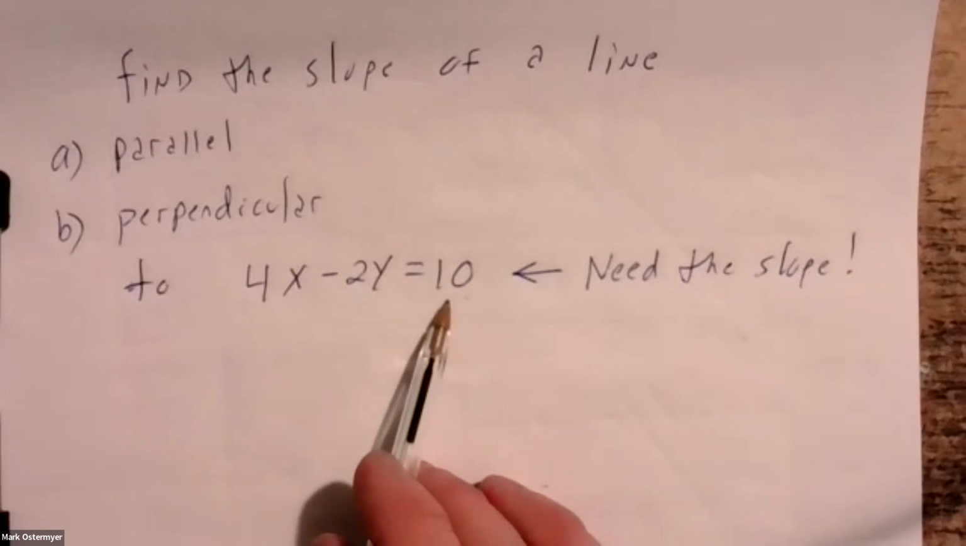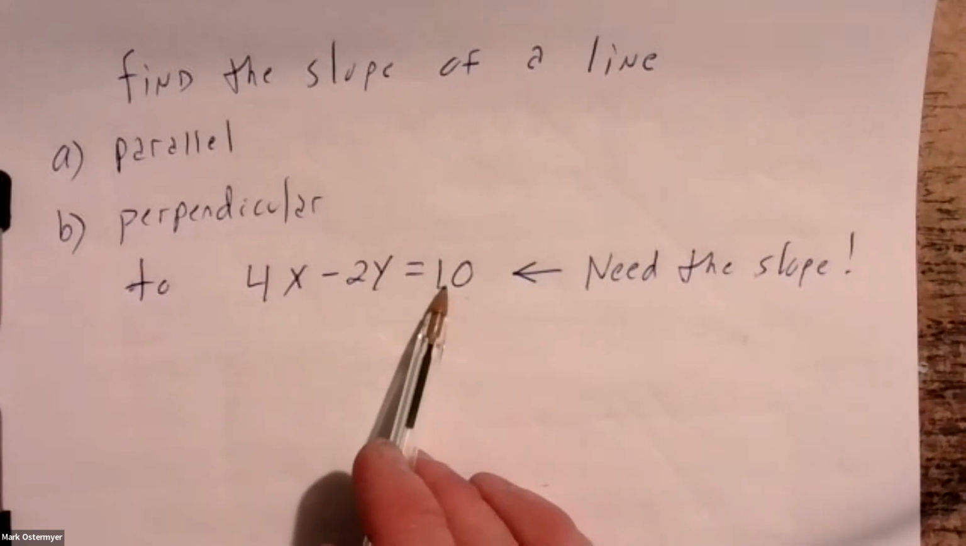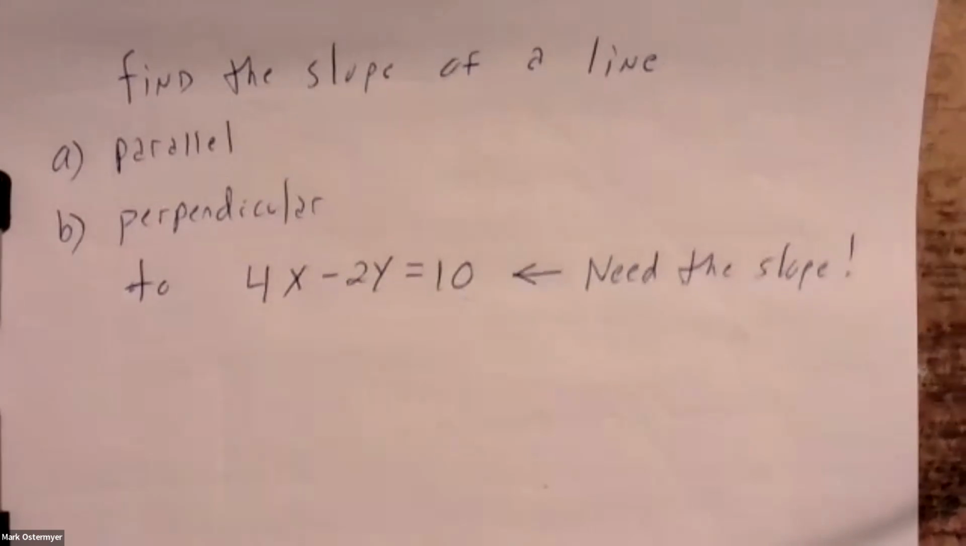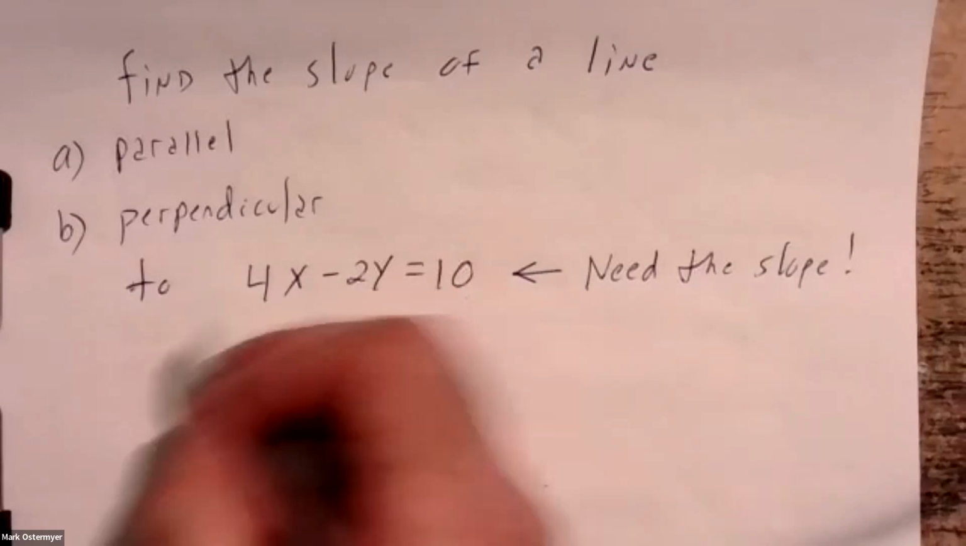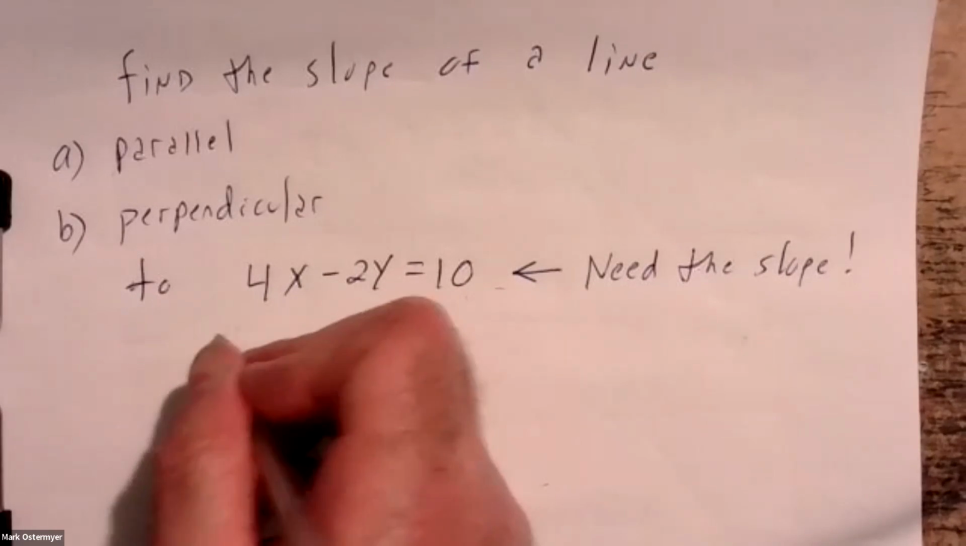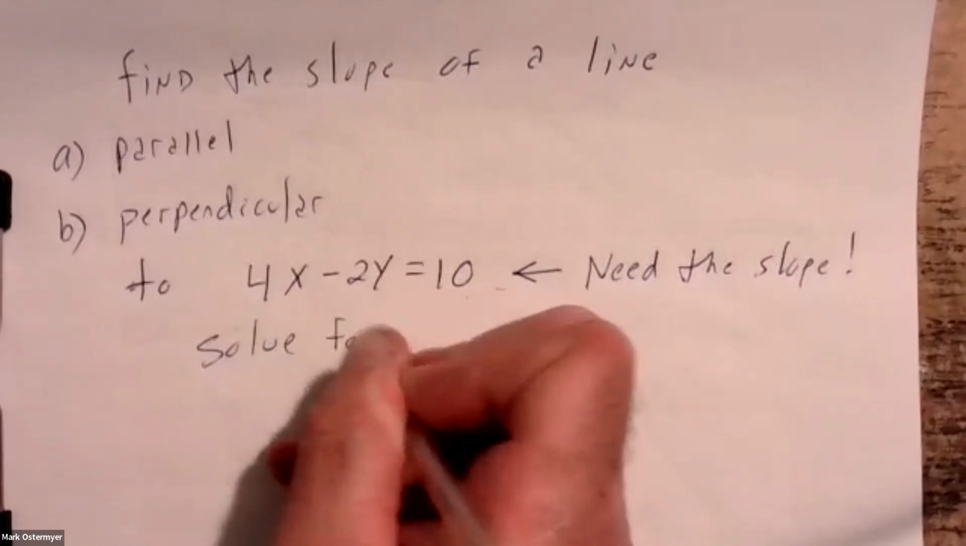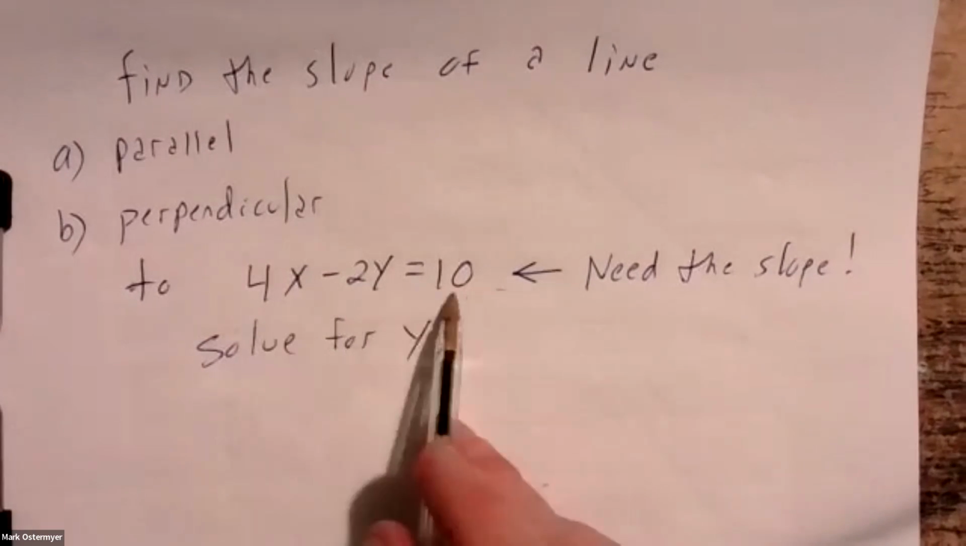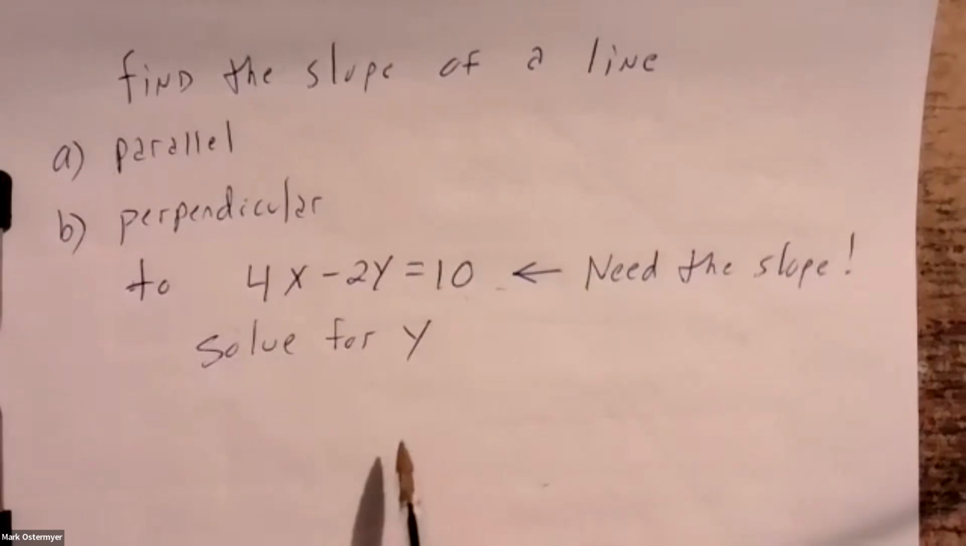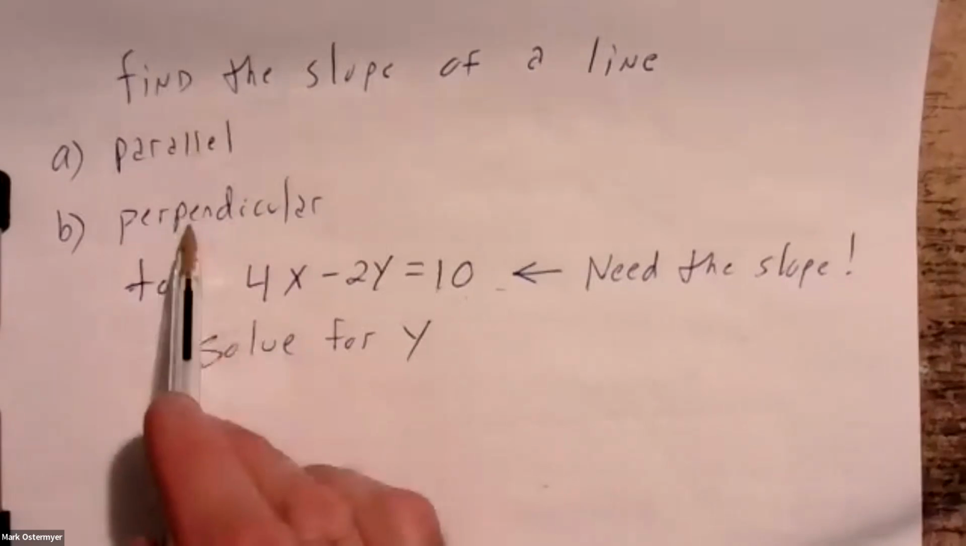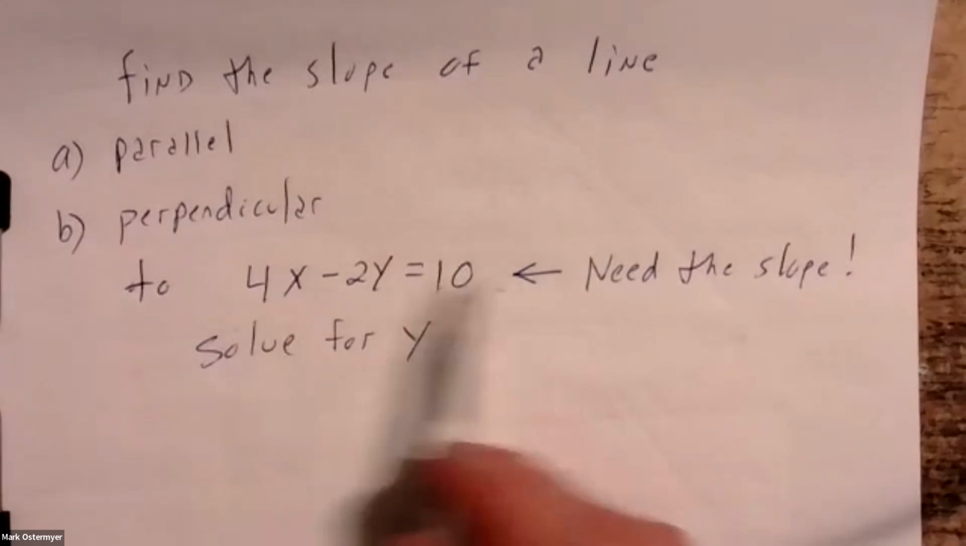Well, how are we going to find the slope of this line? We could put this equation from its present standard form into what form to read off the slope of the line? Yeah, slope-intercept form. So therefore, we're going to take this linear equation and solve for y, because we want to get this in the slope-intercept form. That way we'll be able to read off the slope of this line and then answer our question.